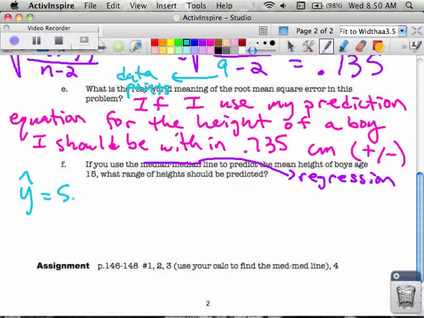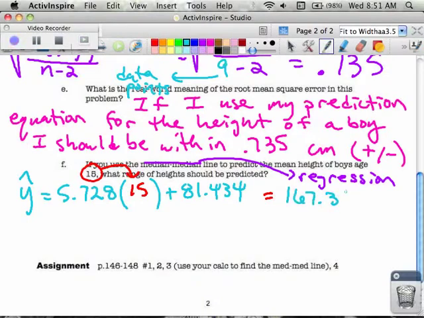So I know that if I want to figure that out, I use my y hat, and I'm going to have 5.728 times whatever age they're talking about plus 81.434. And the number they want me to plug in is the one that they were talking about, the 15. So I shove in the 15. So I grab my calculator and I just type that in, 5.728 times 15 plus 81.434. And the number that I get is that I would expect to see 167.354 centimeters.